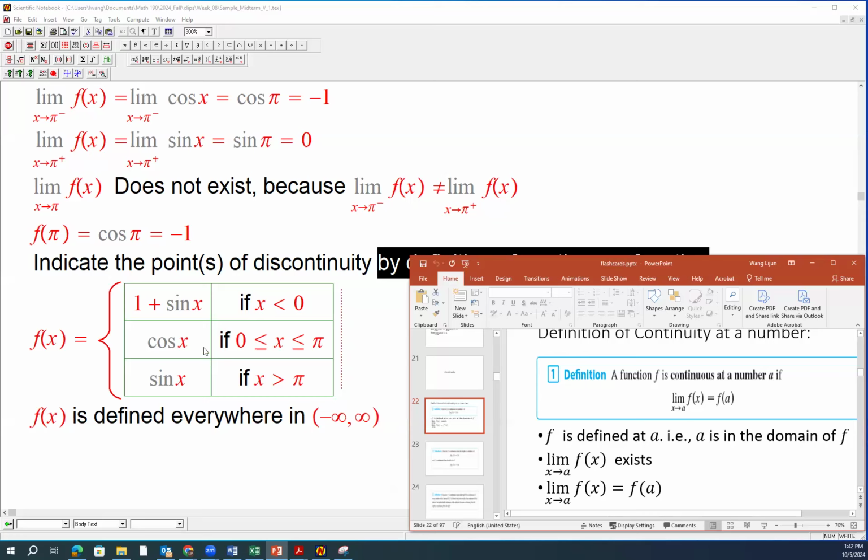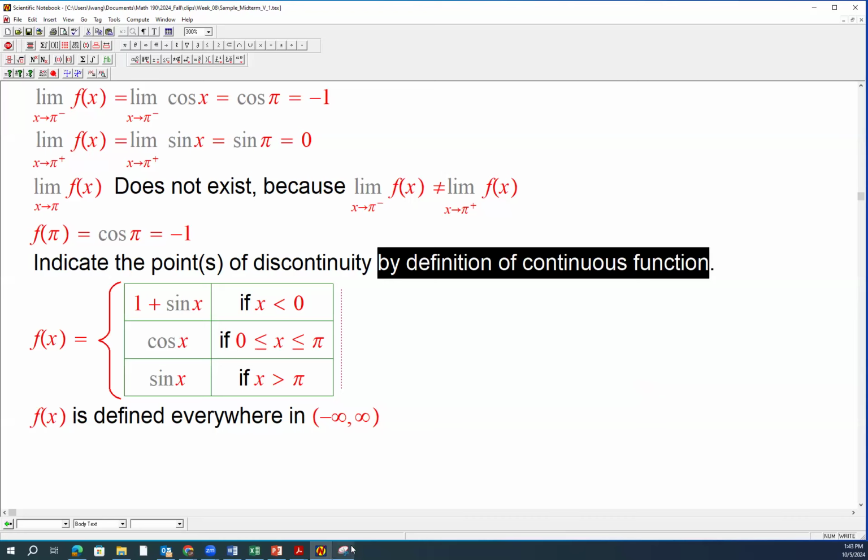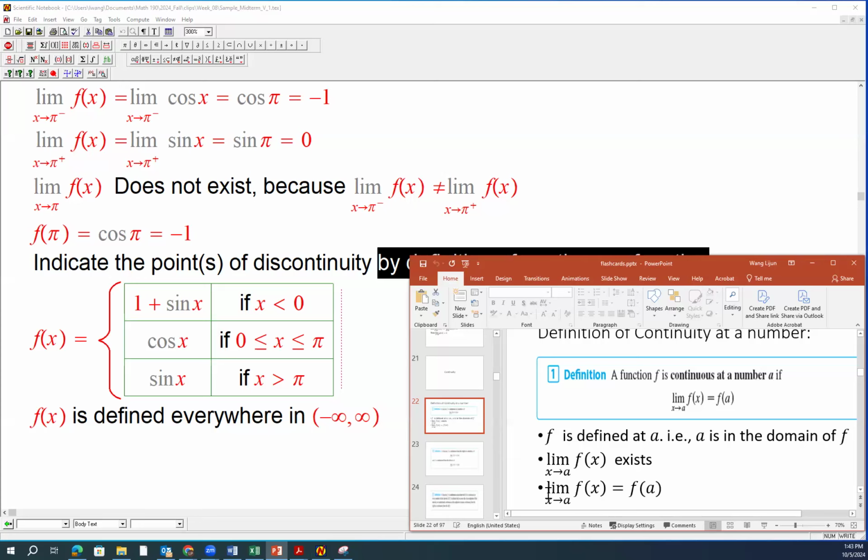The second question, then we realize the limit does not exist at pi, and the limit exists at 0, right? The limit exists at 0. And thirdly, the only 2 points of question are 0 and pi, right? So we need to study that. Elsewhere, they're all continuous.